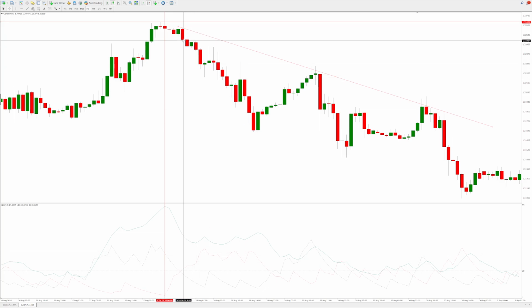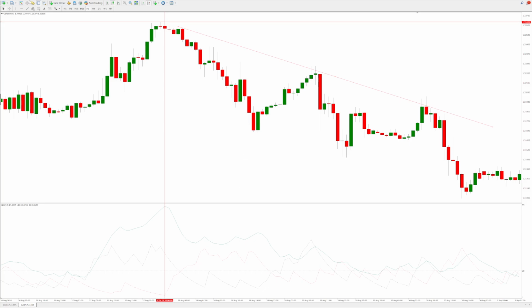And we could have used that to time our entry, perhaps on the low of this bar here. Placed our stop loss again above the area of resistance, and still we would have been in this trend relatively early, more or less at the start. So that's using the ADX for an entry point.